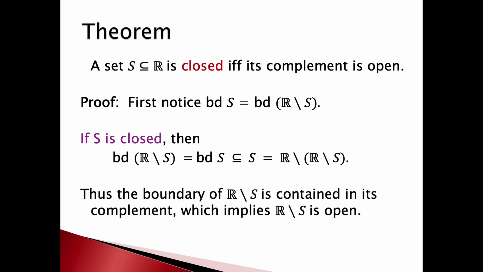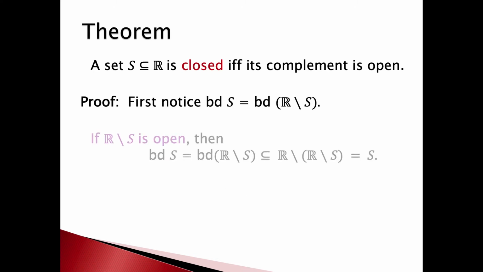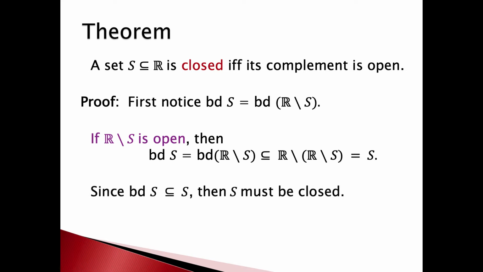Okay, let's go the other direction. Let's assume that R throw away S is open. The complement is open, and we have to show that S is closed, which means that the boundary of S is contained in S. Well, again, the boundary of S is the same as the boundary of the complement, right? And because R throw away S is open, which is what we're assuming, the boundary of R throw away S is contained in the complement of R throw away S. In other words, R throw away, parentheses R throw away S, and that's just S. So there we go again. The boundary of S is contained in S, so S has to be closed.